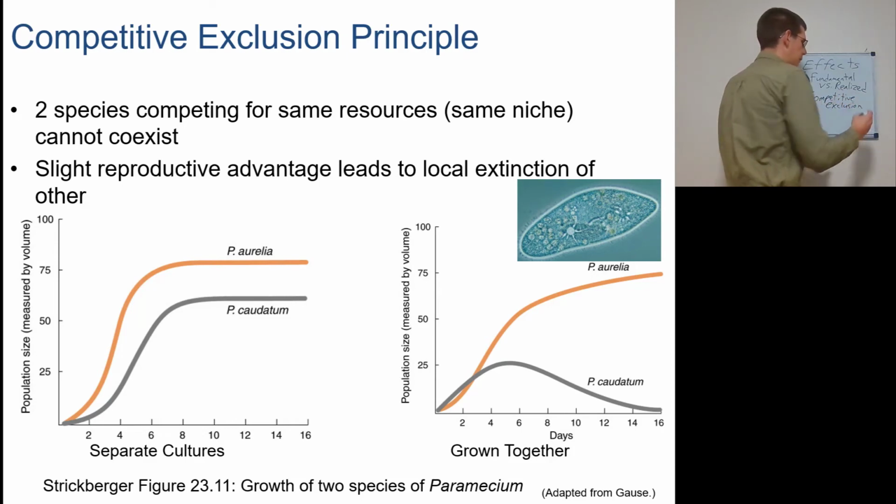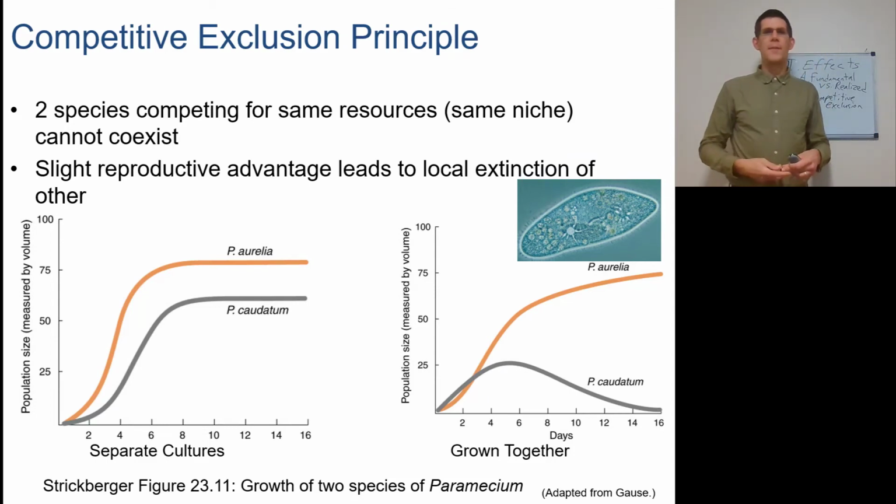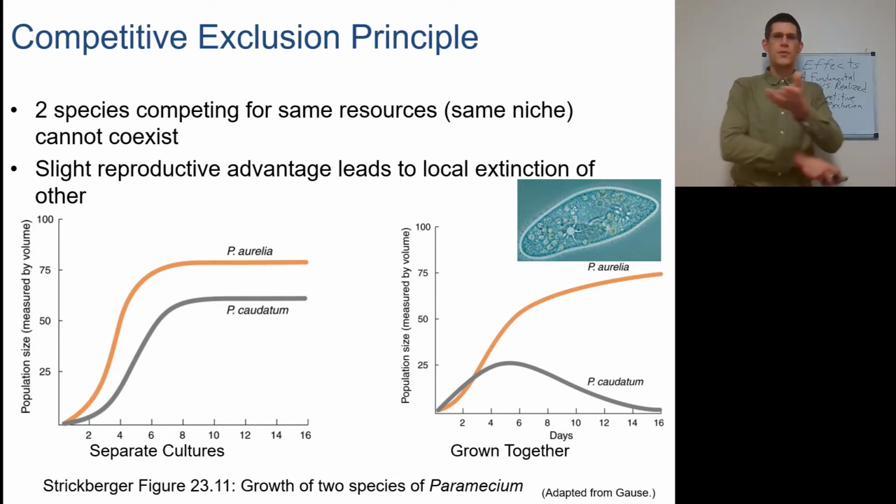And here are these aforementioned examples of Paramecium. Paramecium aurelia, kept in a separate culture, is going to survive to a population of about 75, measured by volume. And Paramecium caudatum is going to be about a population of 60. But you put them together, and what you immediately notice is that it takes Paramecium aurelia a much longer time to get up to that ideal population size, K equals 75. Aurelia takes a lot longer to get up there in the presence of caudatum.